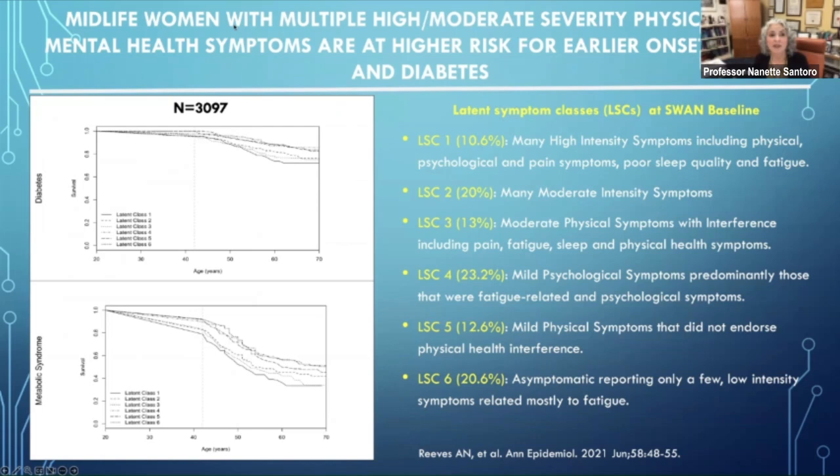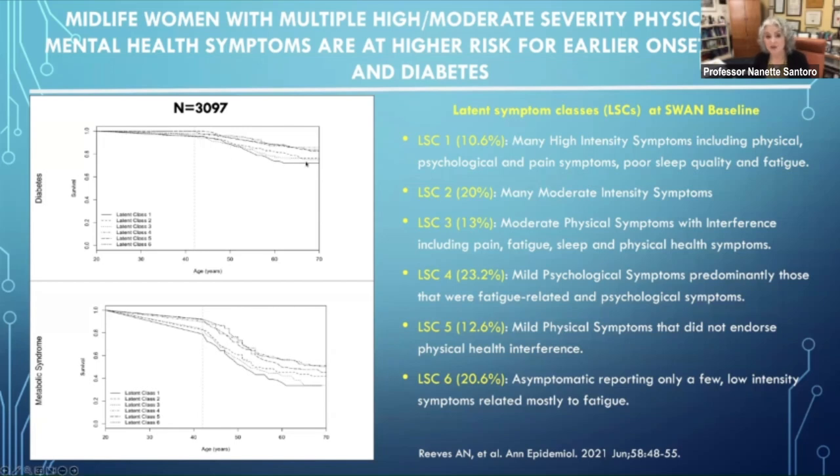We have also noted in SWAN that midlife women with multiple physical and mental health symptoms are at higher risk for diseases that we tend to think of as being related to chronic stress, metabolic syndrome, and diabetes. So these are the latent symptom classes that we see in SWAN. And the women that remained free of diabetes with the worst latent symptom class are the ones with high intensity symptoms.